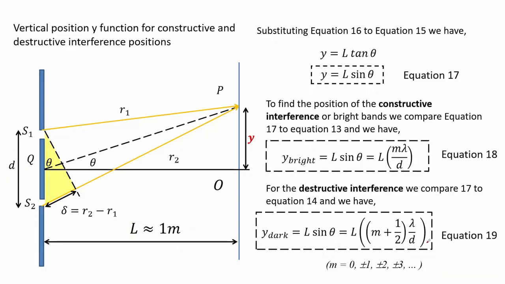Vertical position y function for constructive and destructive interference positions. Substituting equation 16 into equation 15, we get equation 17, which is an expression for the point of interference. To find the position of the constructive interference or bright bands, we compare equation 17 to equation 13 and we have equation 18. For the destructive interference, we compare 17 to equation 14 and we have equation 19. These equations allow us to calculate both the light and dark lines or fringes.